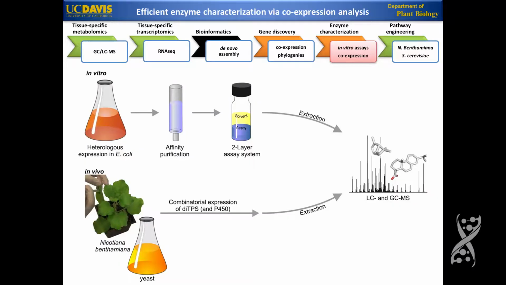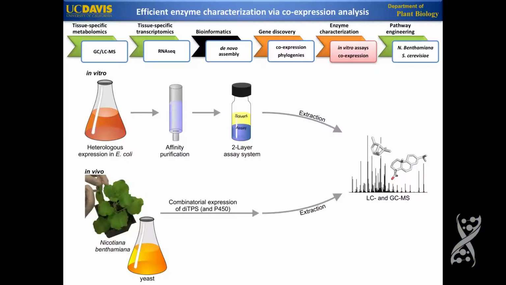So we have evolved what we're doing over the last 2 years. We started out with the classic way of heterologous expression in E. coli of these enzymes, affinity purification, and in vitro assays, which works really well, but it's fairly cost-intensive for the commercial substrates and the assay conditions, and it's also quite slow. So mostly what we do today is co-expression analysis, both in Nicotiana benthamiana as well as in yeast and E.